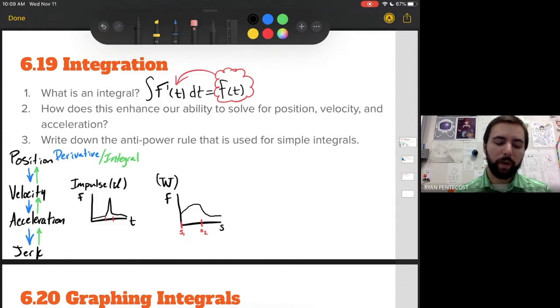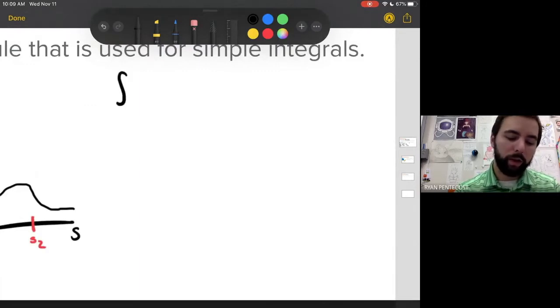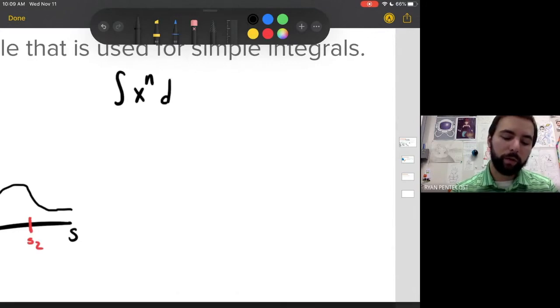Now, number 3 asks, write down the anti-power rule that is used for simple integrals. So the anti-power rule, this is basically the power rule backwards, right? You have the integral. This is the integral symbol. It's a big curvy S. So you take the integral of this function with respect to this variable. So you have your function there. Then the dx is telling you integrate the x variable.